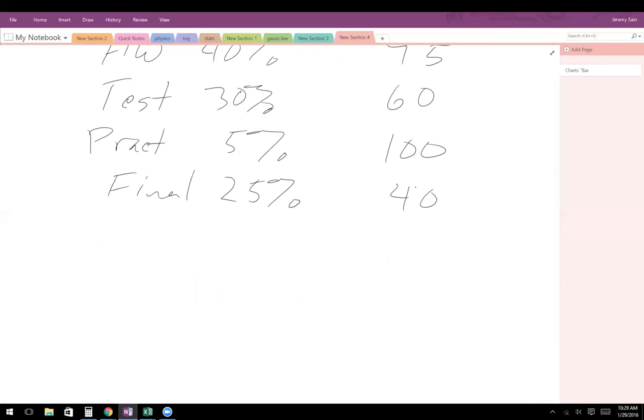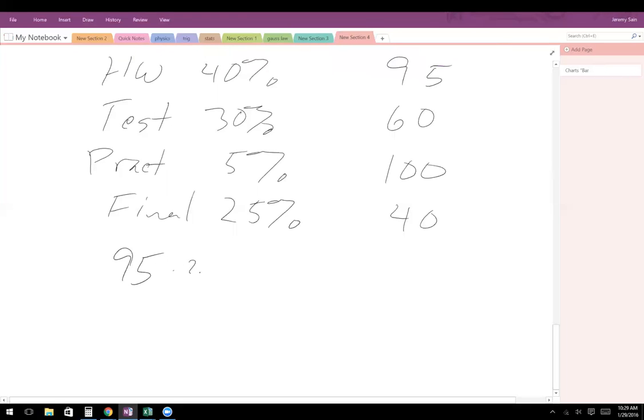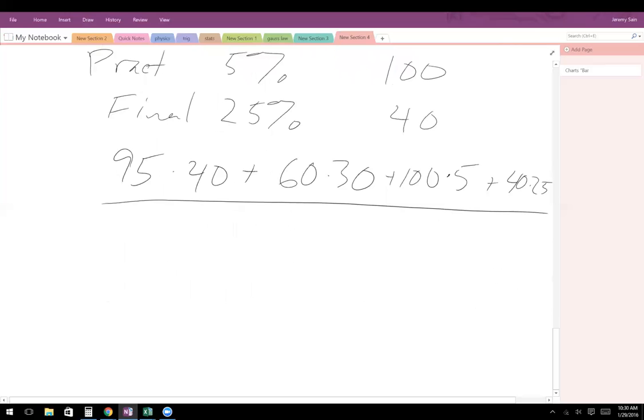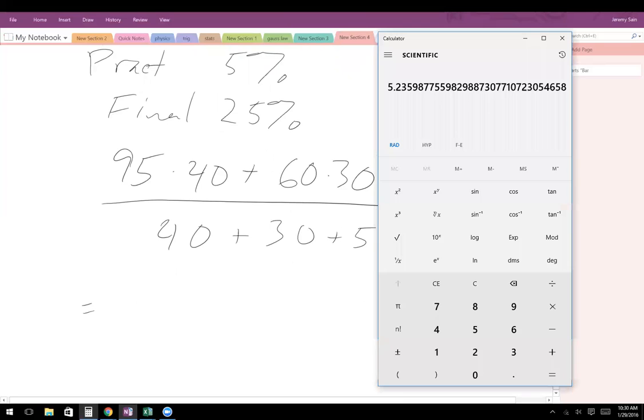Well, again, first thing we decide is which one's the values, which one's the weights. Are we wanting to average the grades, or are we wanting to average the percents? Yeah, the grades. So those are our values, the percents are the weights. So I'm going to go 95 times 40, 60 times 30, 100 times 5, and 40 times 25. And then divide by just the weights, which should add up to 100 if I did that right. So, calculator.